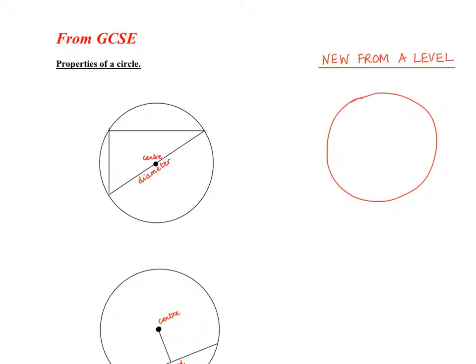Moving on. This is what we've also got from GCSE. We've got the centre of a circle, which is here. We've also got a diameter, and the angle that is supported by a diameter is always 90 degrees. And what we tend to do on this one is we apply Pythagoras' theorem to show that we have got a right angle.